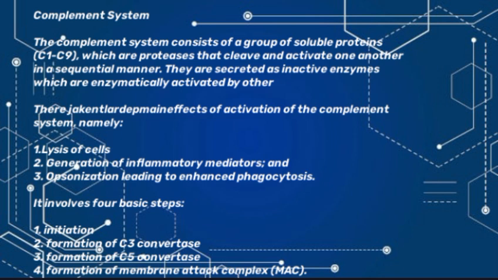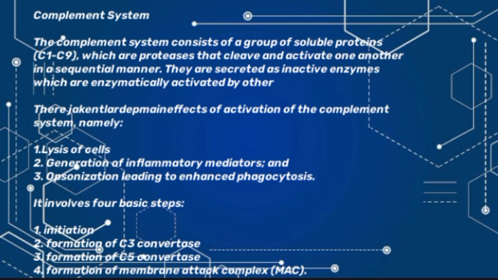The alternative or properdin pathway is activated by bacterial products such as endotoxin or complexes of immunoglobulins. It is part of innate immunity and the first to be activated on initial exposure to the antigens. It bypasses C1, C2, and C4 upon exposure to the antigen. The C3 component undergoes spontaneous hydrolysis and binds to activated factor B, forming C3bBb or C3 convertase.